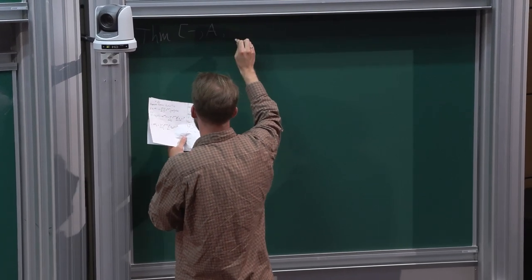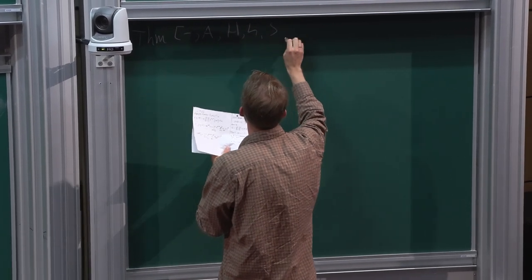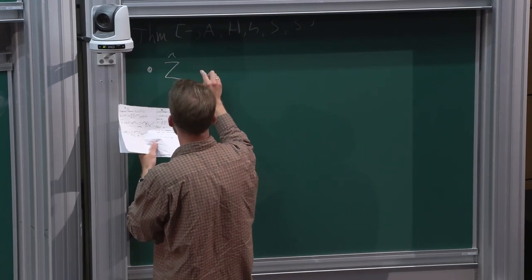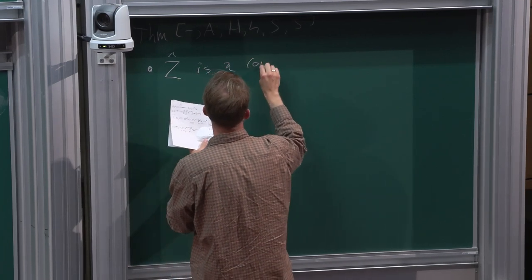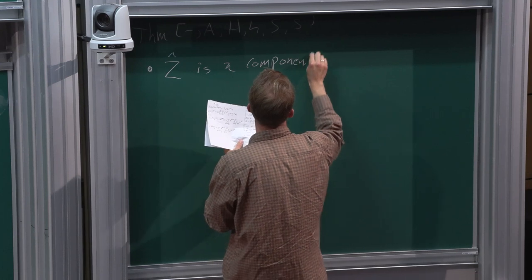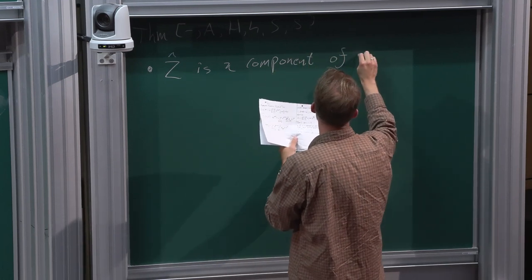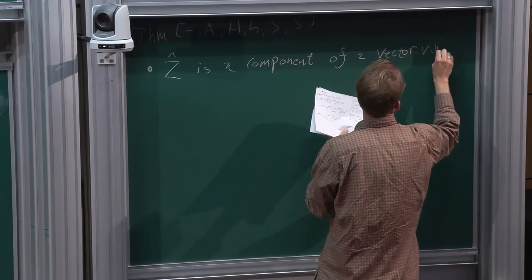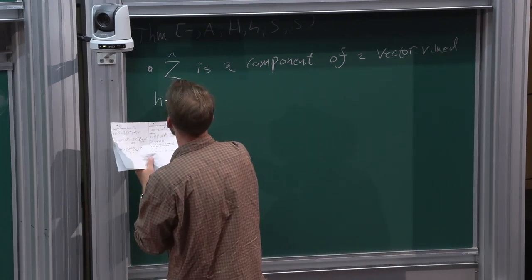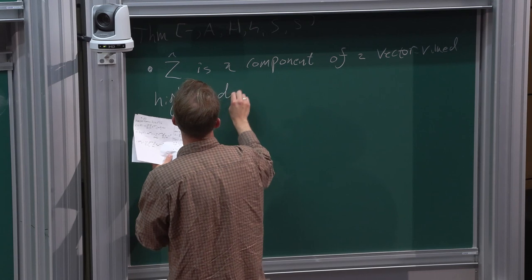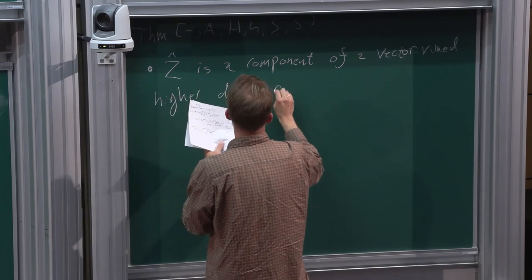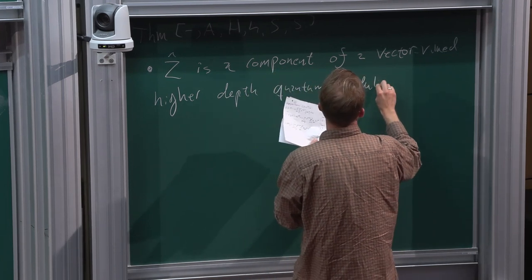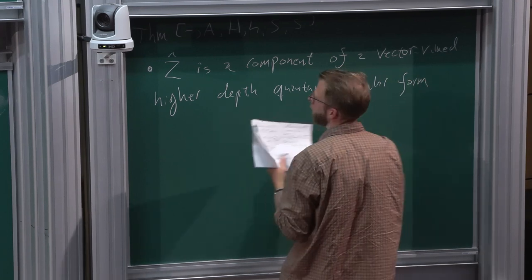So with Jan and Anne, David, and Chern-Simons. One thing we can say is that Z hat is a component of a vector valued higher depth quantum modular form. Let's call this part one.